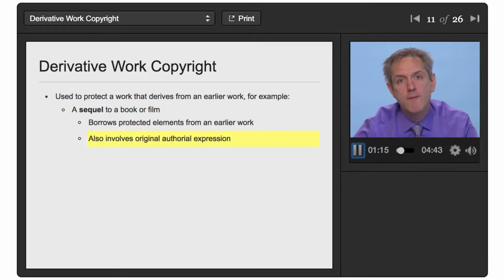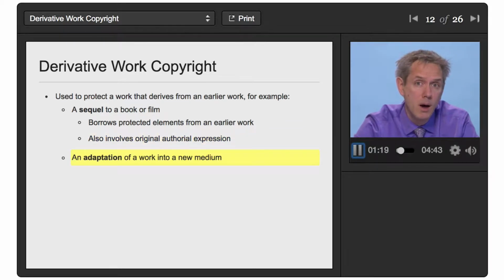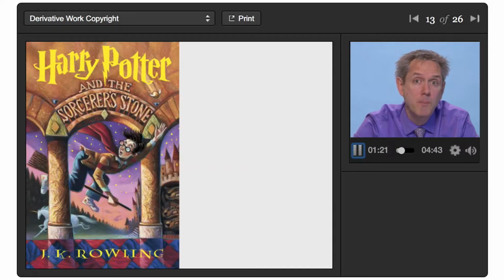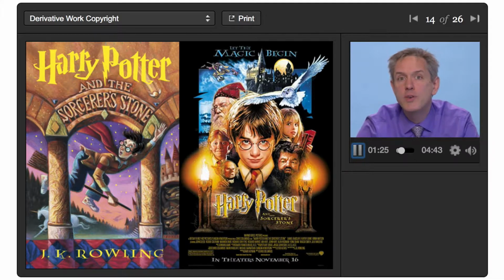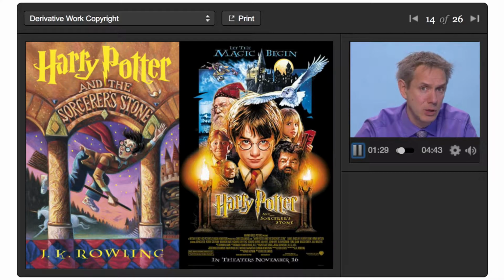Another example of a derivative work is a work in which you change the medium. So someone who has written a novel may have that novel turned into a movie. The movie is a derivative work. It builds on a pre-existing work but adds something new as well.